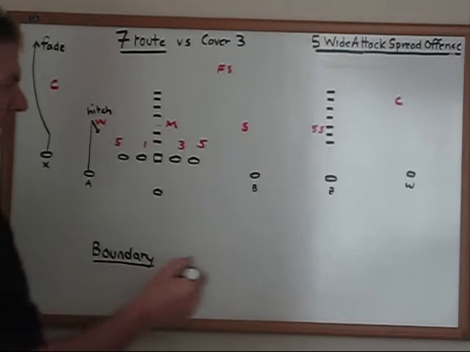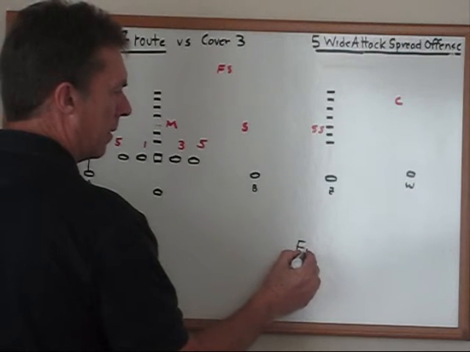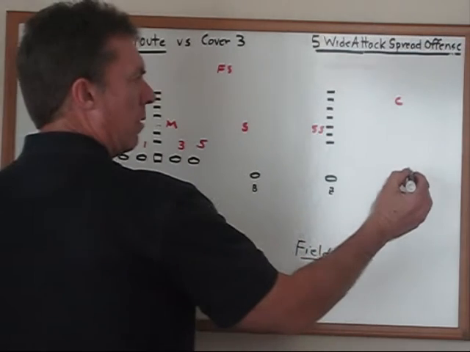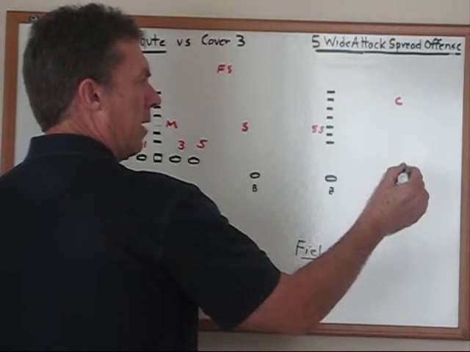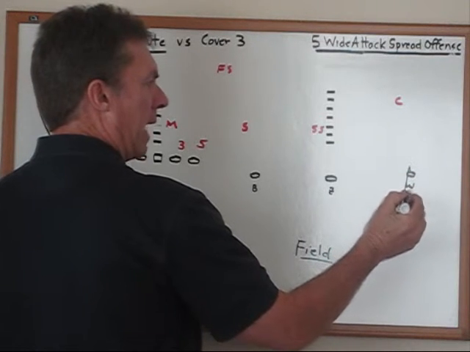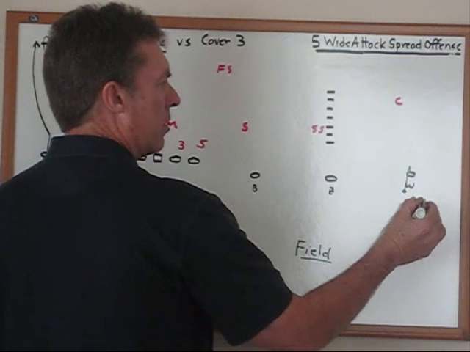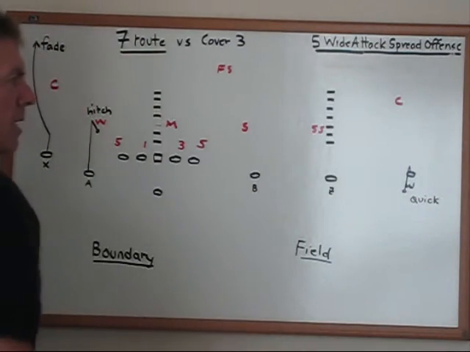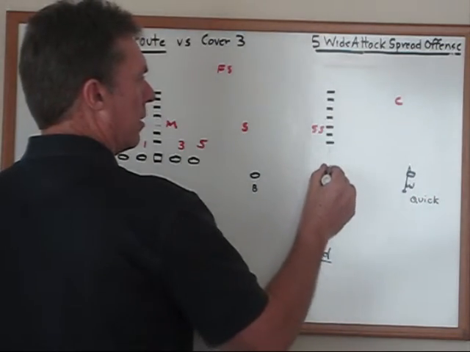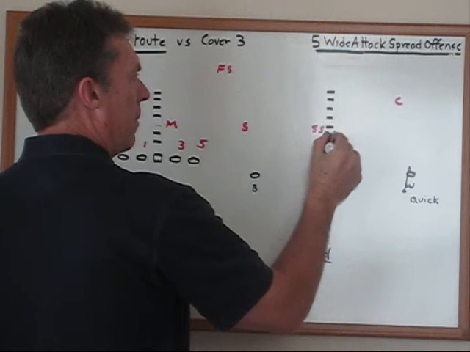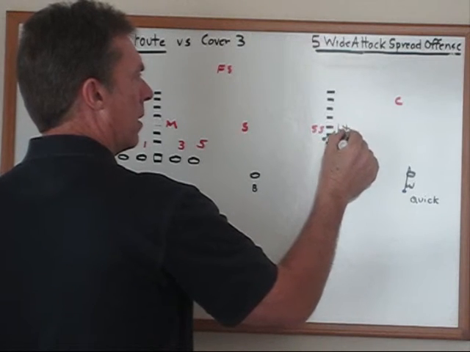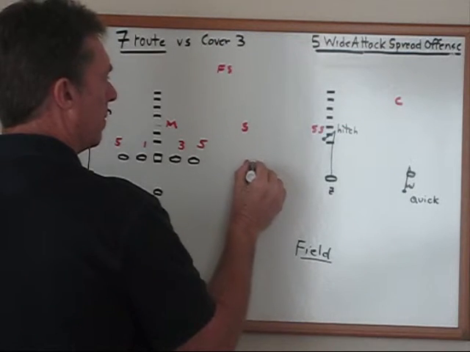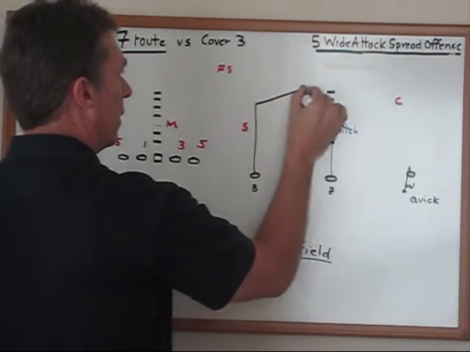Over on the field side, the W is going to run what we call a quick route. He's going to take 1 step forward and then come back behind the line of scrimmage. And that's called a quick route for us. The Z is going to run a hitch. This is a 5-step hitch. The B is going to run a corner route, a 6-step corner route.